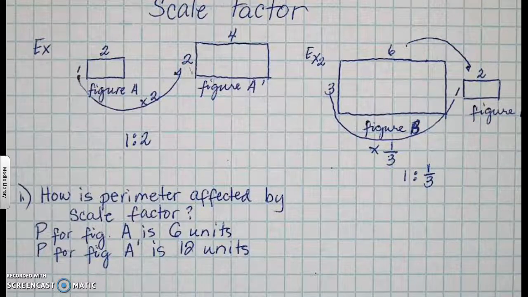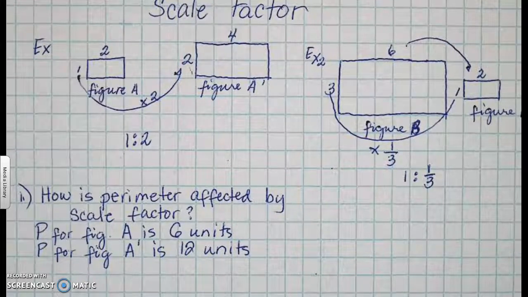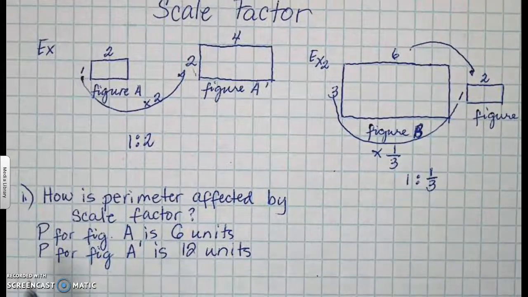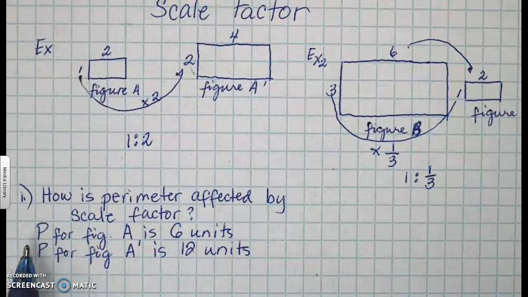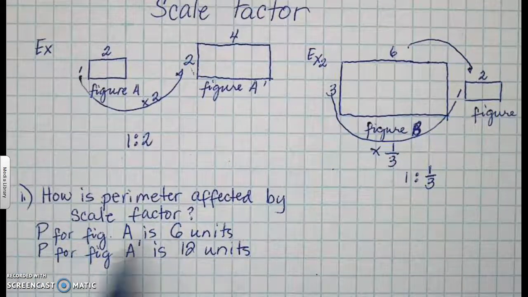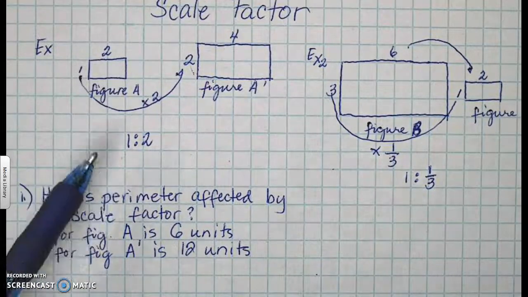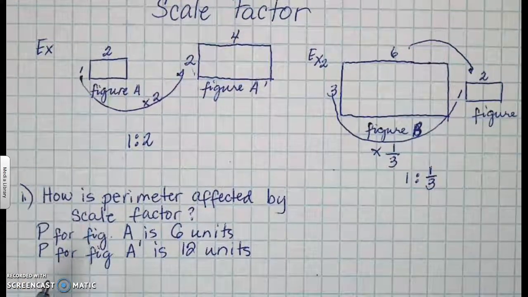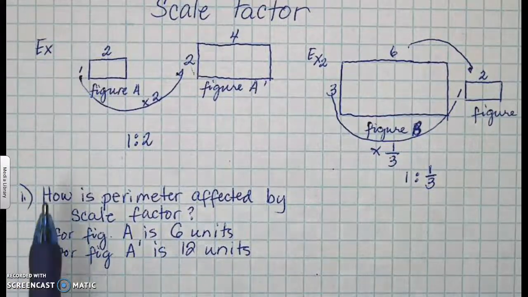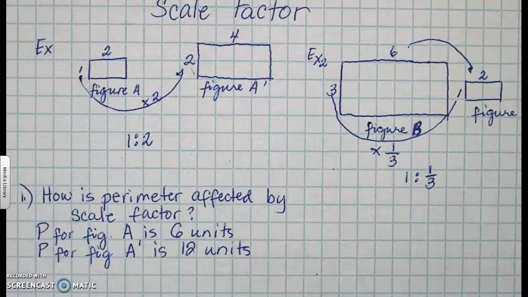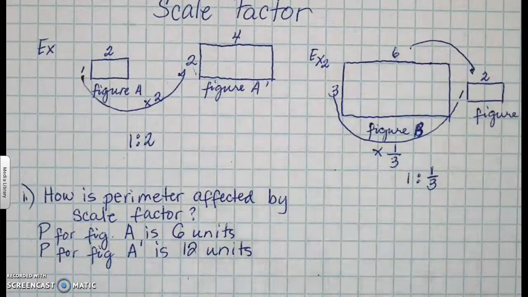How does the scale factor affect the perimeter of a certain figure? So in the case of figure A, the perimeter of figure A is 6 units and the perimeter of figure A prime is 12 units. As you can see, the ratio of 1:2 was applied as well. So if the scale factor, as we said, was a 2, then for the perimeter, it will just be multiplying it by 2 as well to get to the prime.